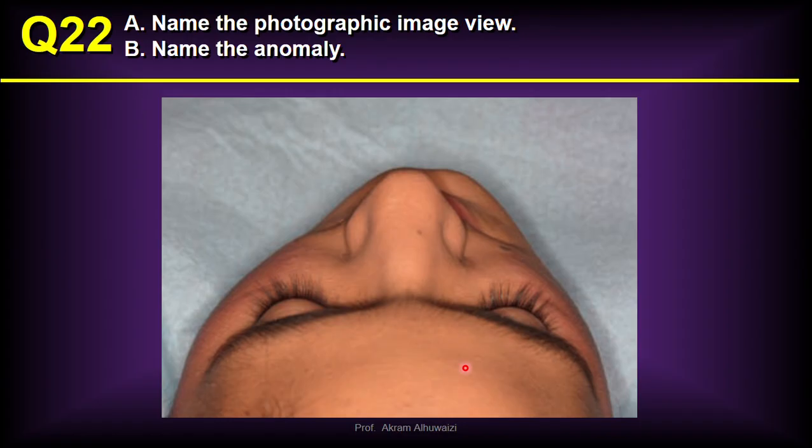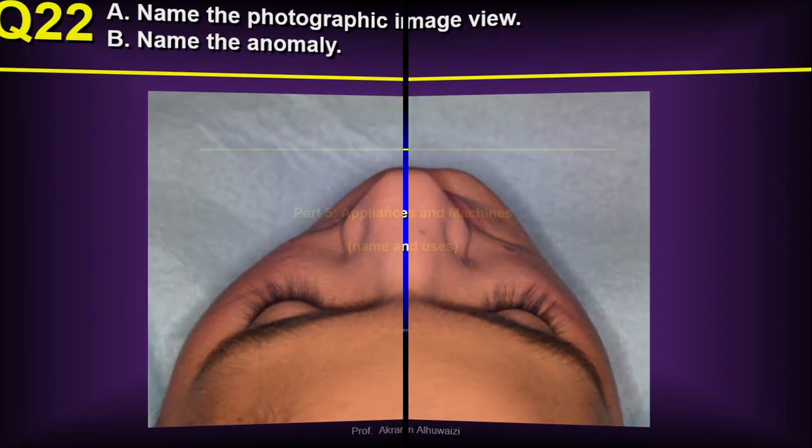Name the photographic image view. It's a bird view or a top view. Name the anomaly. It's mass shifting of the mandible to the right side or asymmetry of the face.